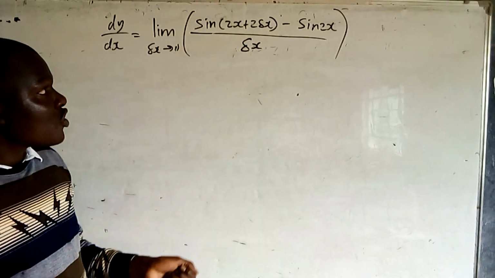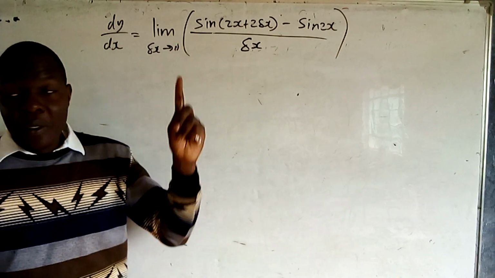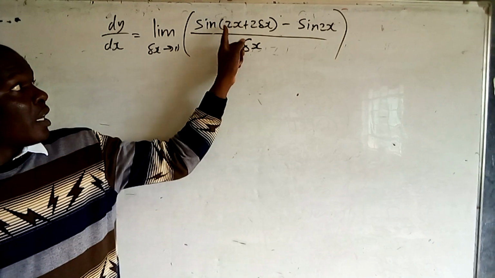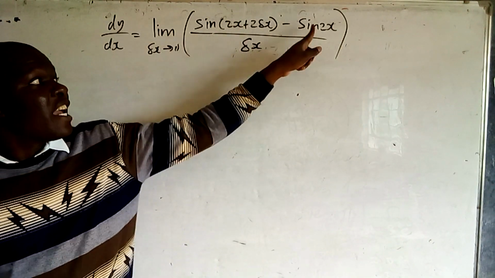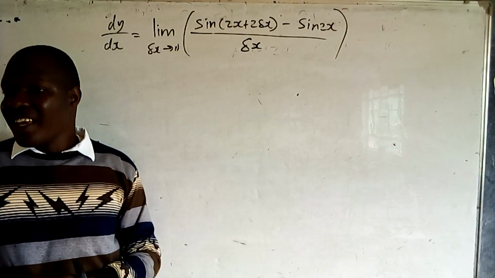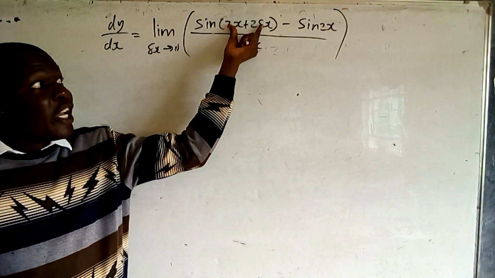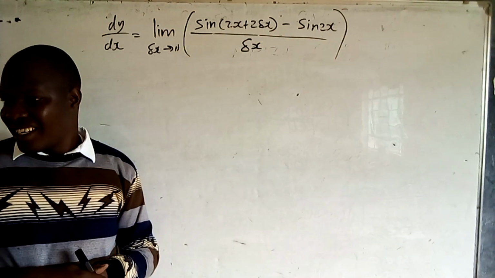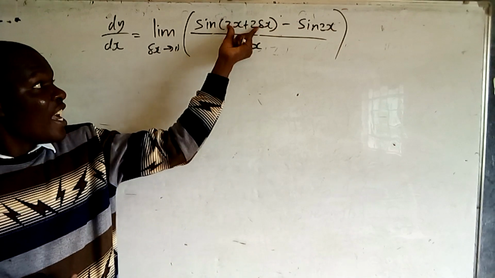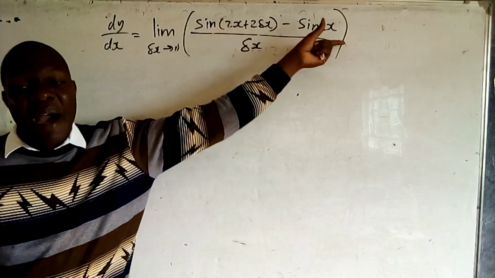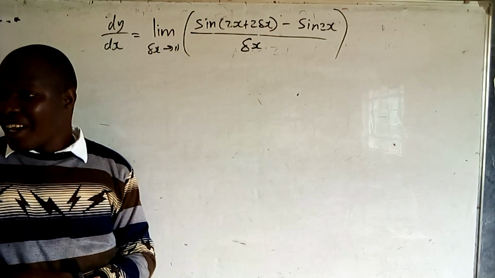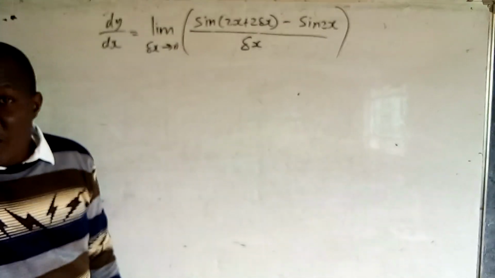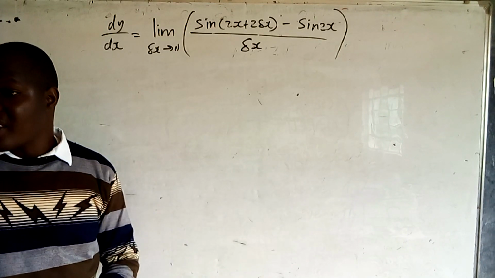the product identities and we see which function was resulting. Here we have sine minus sine, meaning we are dealing with sine. This angle is different from this angle because this is 2x plus 2 change in x. It's different from 2x, isn't it? Are you seeing that? So it means if this is a, this is b, it is like we have sine a minus sine b. So here we are dealing with sine.